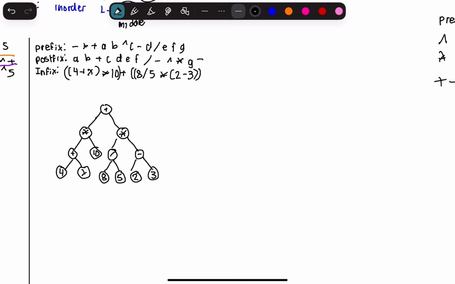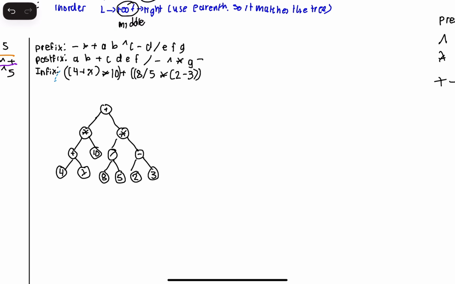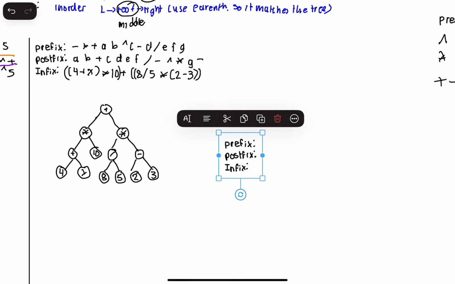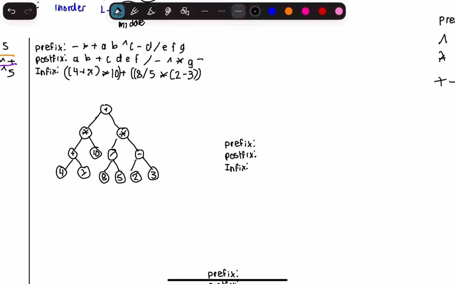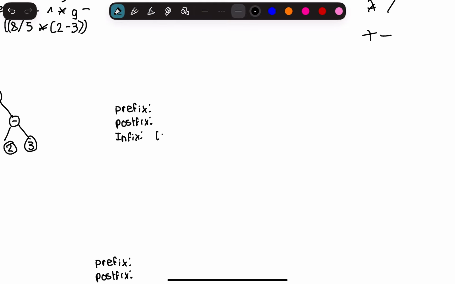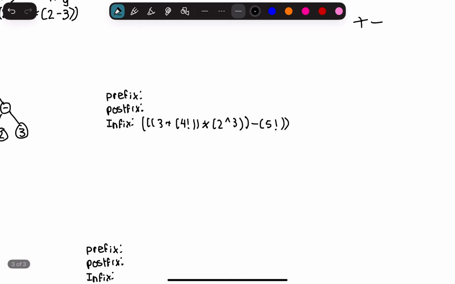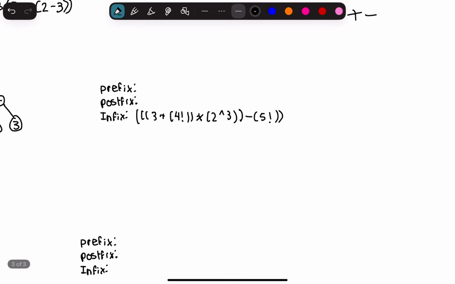Let's say we have, for our infix, parentheses 3 plus 4 times 2 to the power of 3 minus 5 factorial. Now we can start off with the expression for this. So what do we see is the most embedded?